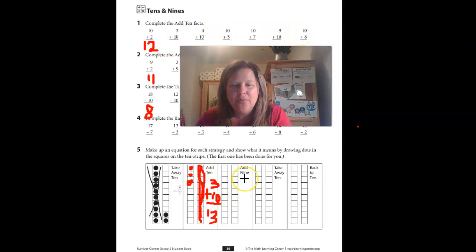And then you're going to just go through and continue to model an add 9 fact. So here's your add 9 facts up there. Pick one of those. Model a take away 10 fact. Here's row 3, which has those. You're going to model that. And finally, a back to 10 fact. So pick one problem from row 4 to draw and model down here.